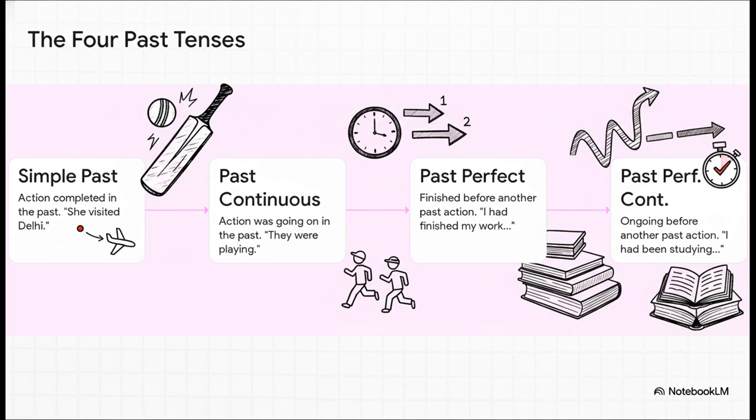Now, the 2 perfect tenses are for telling stories with layers. Past perfect is for an action that finished before another past action, and past perfect continuous describes an action that was going on for a while before something else happened. It's all about putting past events in the right order.